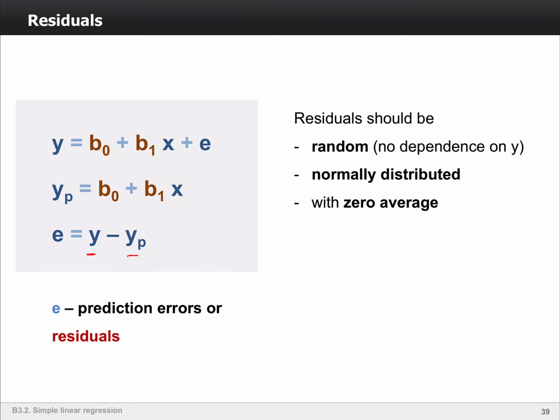If your regression model is good, residuals should be normal. They should not depend on y values. They should be normally distributed, and they should have a 0 average. Well, in fact, the way we make a model, residuals will always have 0 average, so we don't have to calculate the average here, and we will not lose any degrees of freedom for this calculation. But we always have to check how random the residuals are and whether they are distributed normally or not. Let's see how we can do that.